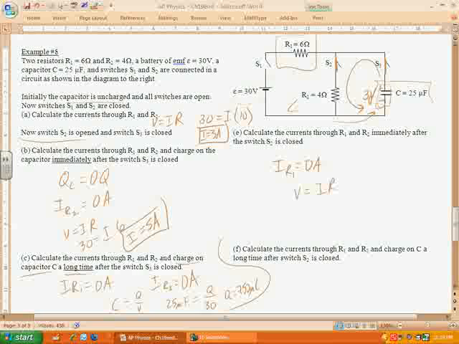Okay, go on to F. Calculate the currents through R1 and R2 and charge on C a long time after switch 2 is closed. So a long time later, the electrons are going to go and go and go. The current is going to flow and flow and flow.